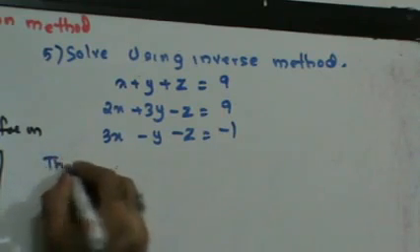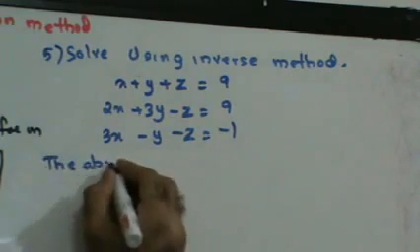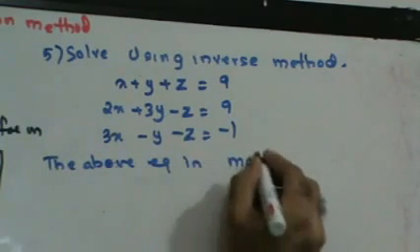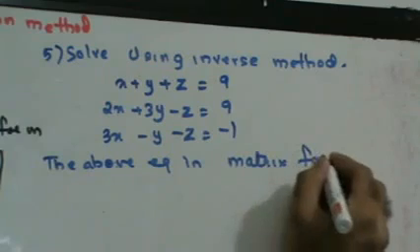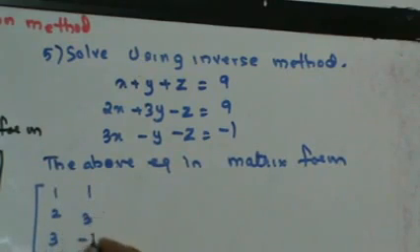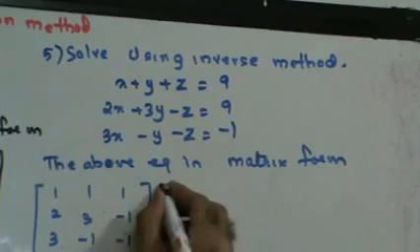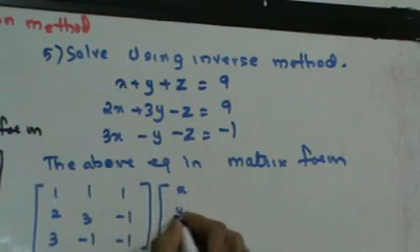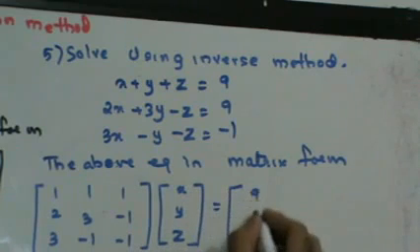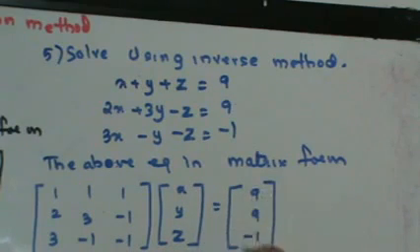So I can say that the above equation in matrix form is: the matrix with rows 1, 1, 1; 2, 3, minus 1; 3, minus 1, minus 1, times x, y, z, is equal to 9, 9, minus 1.